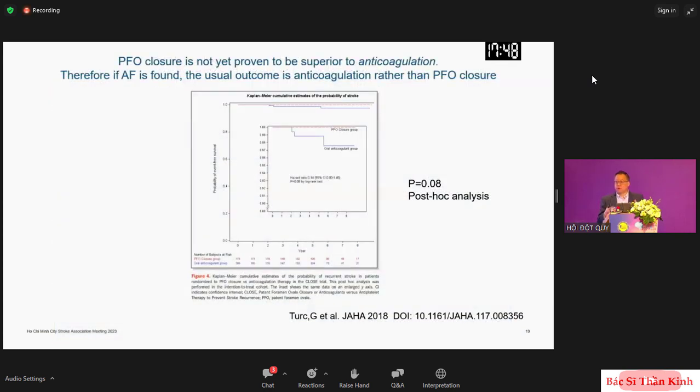I'll also point out that we have not yet shown that PFO closure is superior to anticoagulation. And there were some patients who were anticoagulated in one of the studies from the previous slide, but not very many, and not enough to show that PFO closure was superior to anticoagulation in those patients who already need anticoagulation. For example, if they have atrial fibrillation. So we always look for atrial fibrillation before we close the PFO. And that raises the question, how long should we look for?